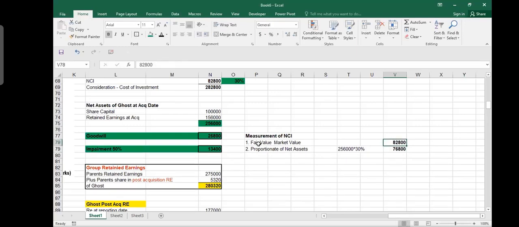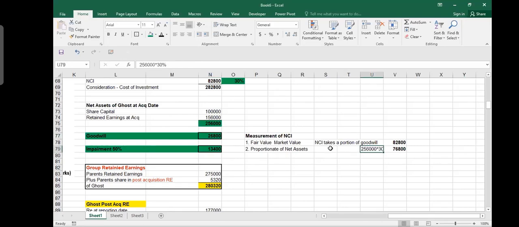So remember, whenever you do fair value measurement of NCI, NCI takes a portion of goodwill. Whatever goodwill amount is there, it is 26,800, and 30% of that belongs to the NCI also. But if you have measured NCI at proportionate of net assets, then the goodwill does not belong to NCI. Goodwill will only belong to the parent in that case. Then NCI is not paying goodwill. So you should remember that.